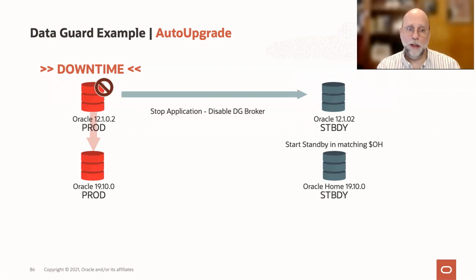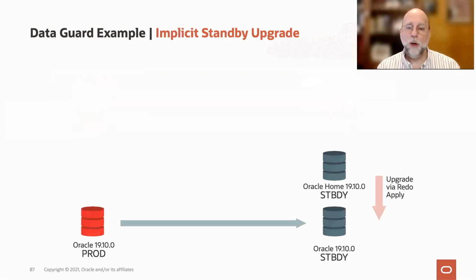What would happen is you would get downtime on your production system. You would upgrade that with AutoUpgrade, and then your standby, once it's opened in the Oracle home, will be implicitly upgraded by the redo apply from your primary. All of those upgrade actions that took place with AutoUpgrade are contained in the redo that gets shipped to your standby. So it will now be a block identical copy of your 19c database.